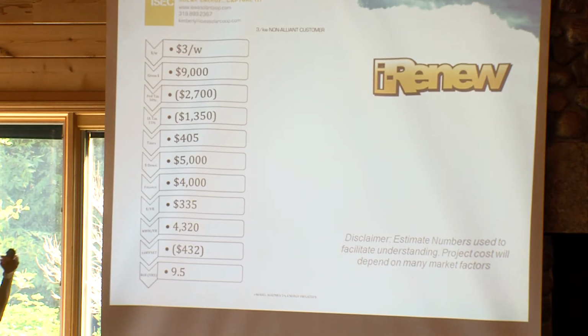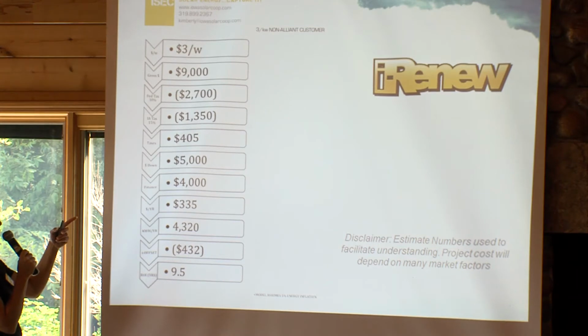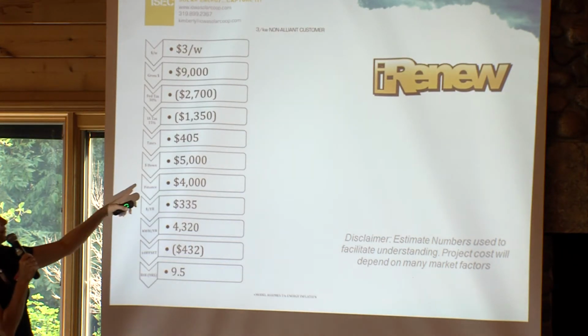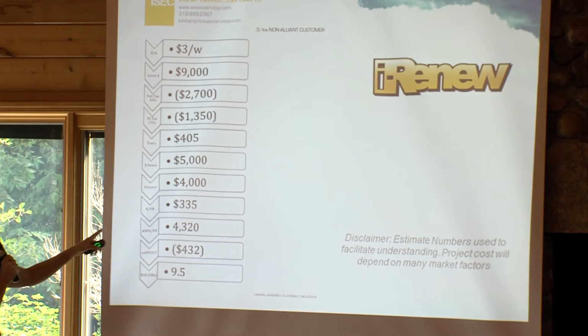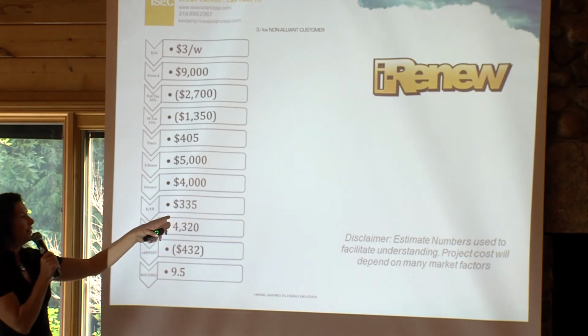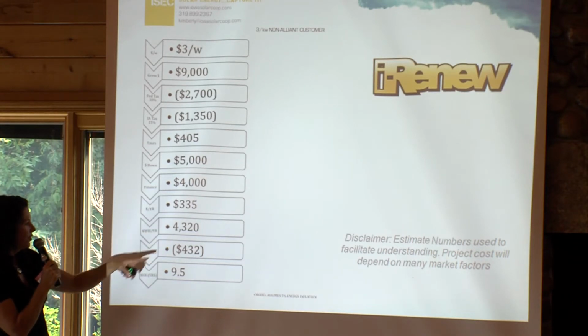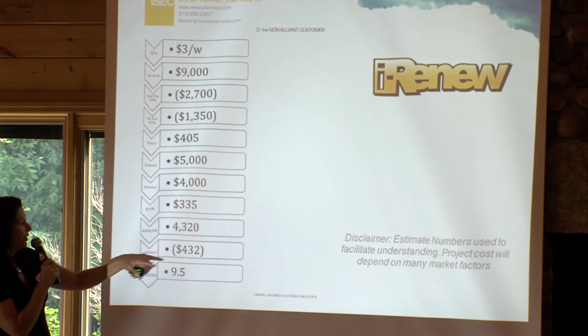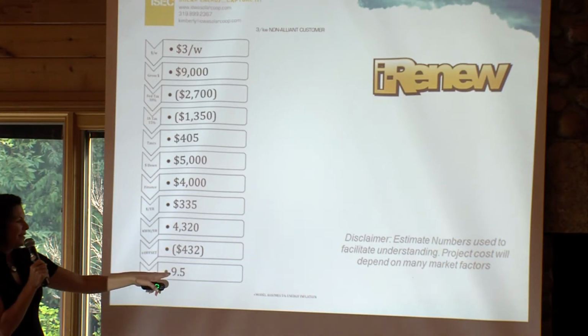You get to claim some of the taxes too at 405, or you have to pay some taxes too at 405, but your total money down is $5,000, you're financing $4,000, your savings is $335 a year, your kilowatt hours per year production, your total offset is 432, quick return on your investment is 9.5 years.